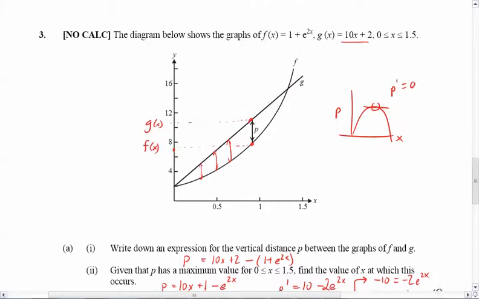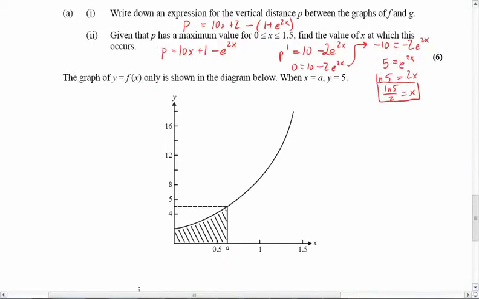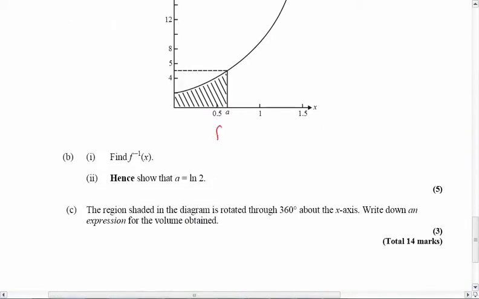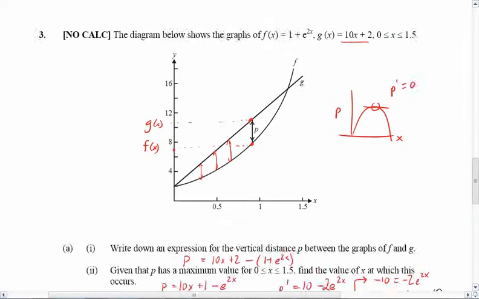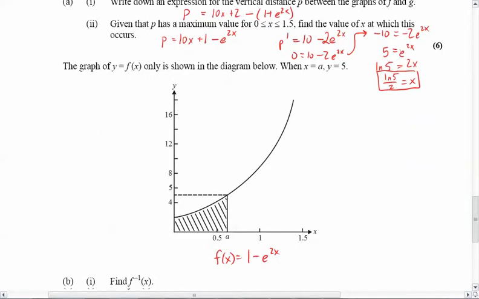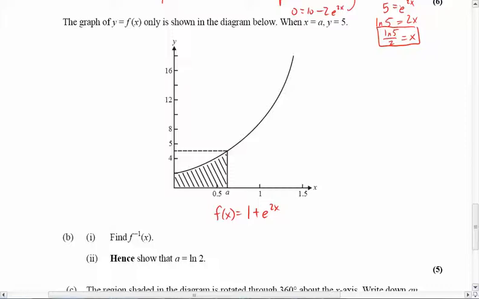Okay, well, I need to remember what f of x was. It was 1 plus e to the 2x. So f of x is 1 minus e to the 2x, right? Double check. 1 plus e to the 2x. Good thing I double checked. I would have got the wrong answer and you would have been completely confused. So we'll just do this.